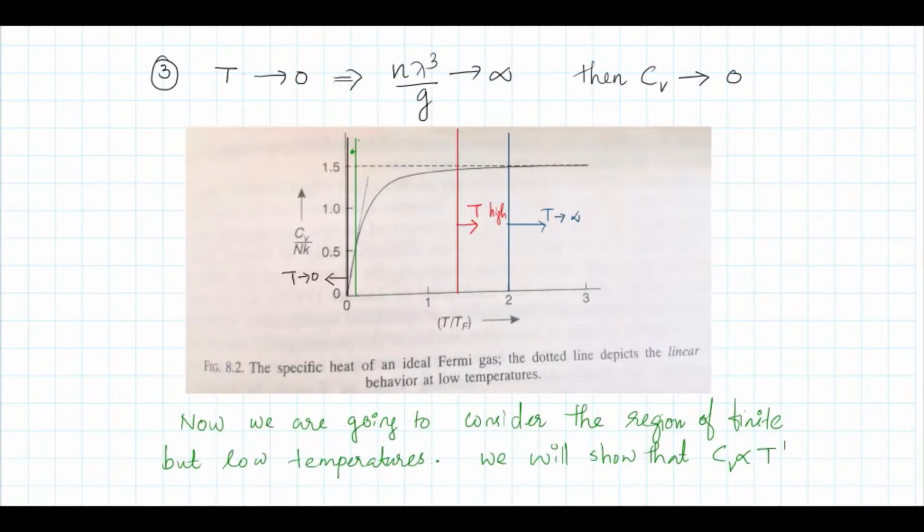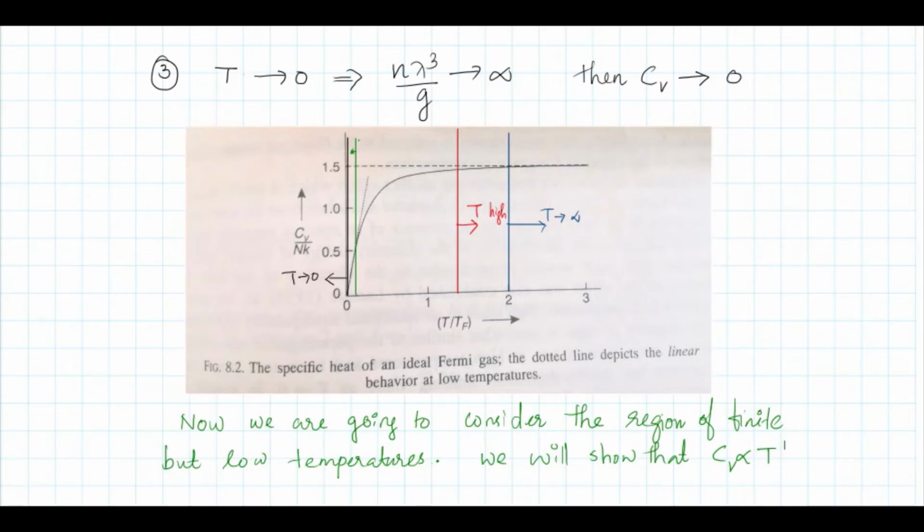Then we discussed the case when temperature T tends to 0. When temperature tends to 0, n lambda cube by g will tend to infinity, and we have seen that the specific heat capacity Cv tends to 0. If you look at the plot of Cv versus temperature, we can see that it is a monotonically increasing function with temperature.